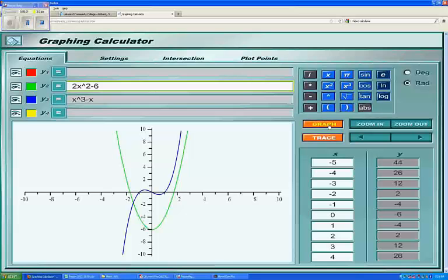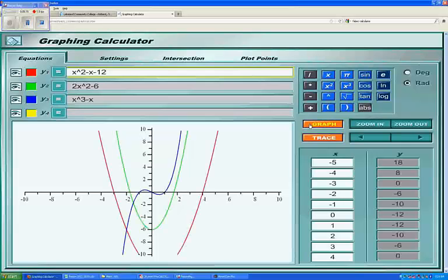Okay? And then I may as well graph the first one we did. The first one we did was x squared minus x minus 12. Okay? And let's graph that one. That one's going to be in red. So there's the first one. It's a parabola. The second one is the green one. And the third one is a cubic equation. It has those humps. All right?